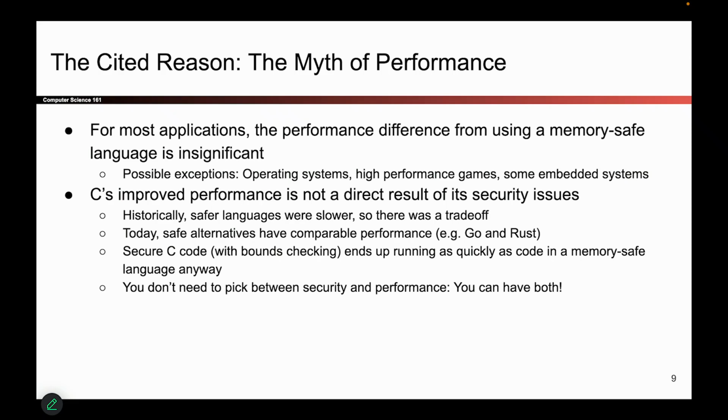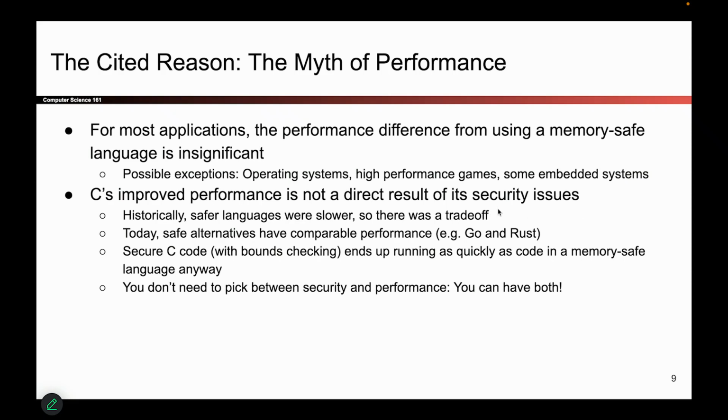So there are some exceptions here. For example, operating systems have to be really fast. If you work at a very low level, maybe you do have to work with something like C. So there might be some exceptions. But maybe more fundamentally, I don't think there is a trade-off between security and speed.